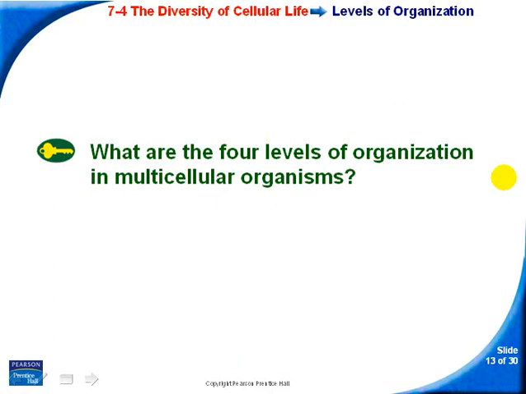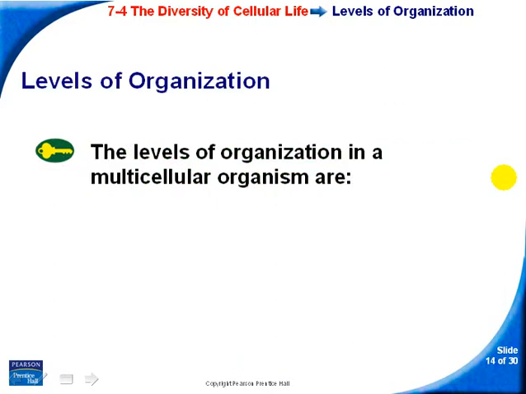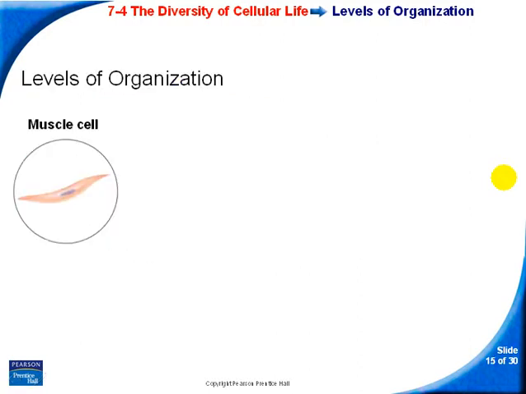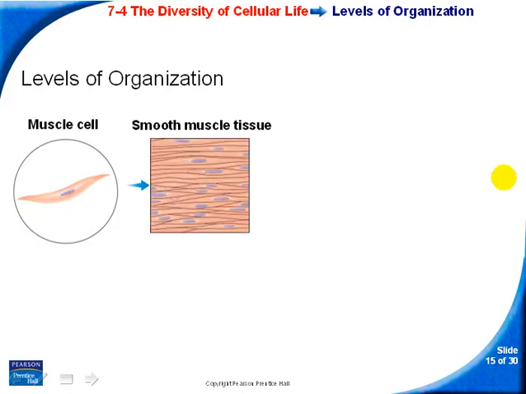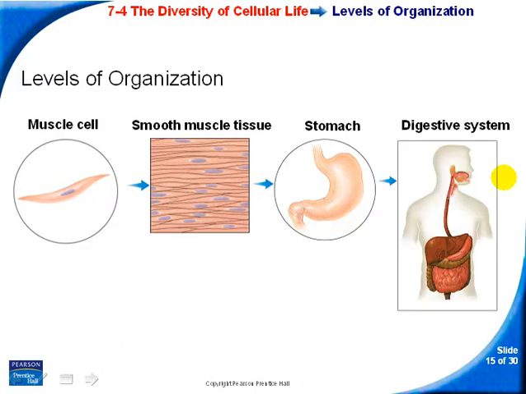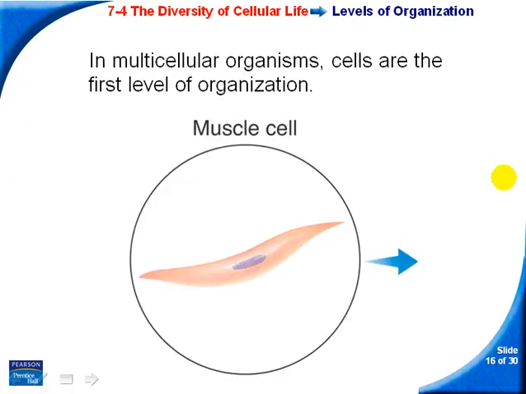What are the four levels of organization in multicellular organisms? The levels are individual cells, tissues, organs, and organ systems. So you have a muscle cell. The muscle cells together make smooth muscle tissue. The smooth muscle tissue might be part of an organ in the stomach, and the stomach is part of the digestive system, an organ system.